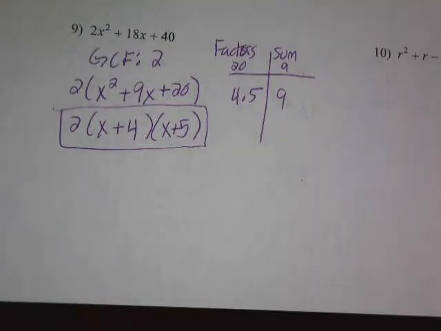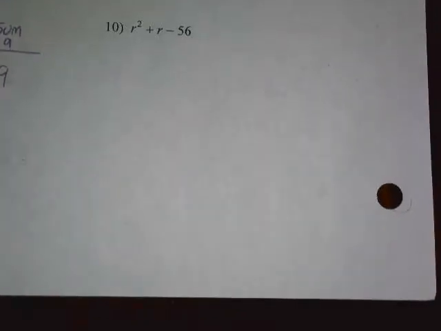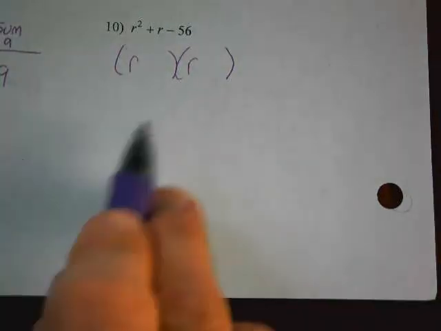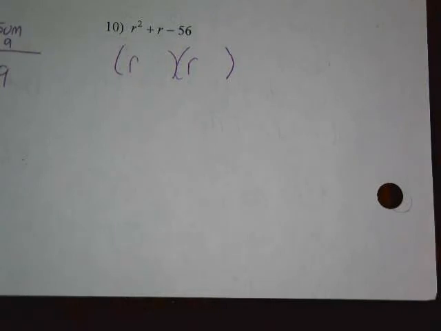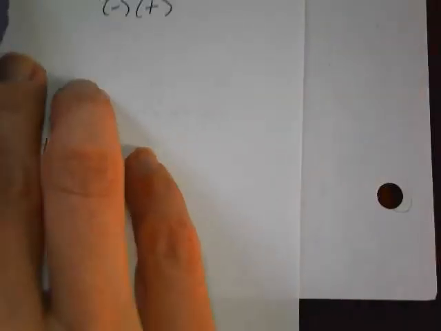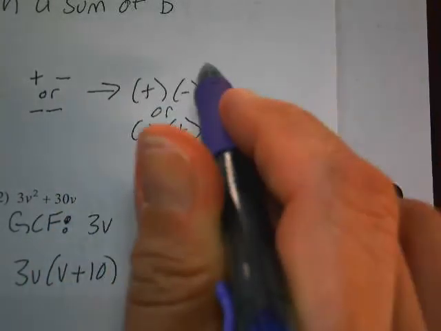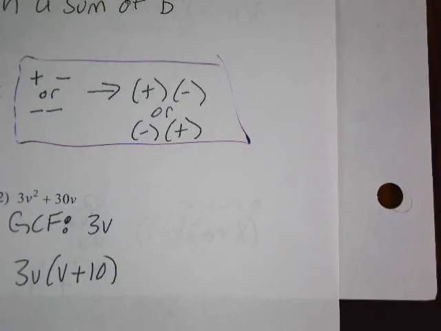And number 10, r squared plus r minus 56. All right, so this is one, let me talk about this again real quick. This is one where we've got a plus and a minus, which means we are going to have one factor that's positive and one that's negative. I told you these are the harder ones because you have to make sure you're putting your factors with the correct sign. This is where, I'll do this one different. I'll set this one up with my signs first.